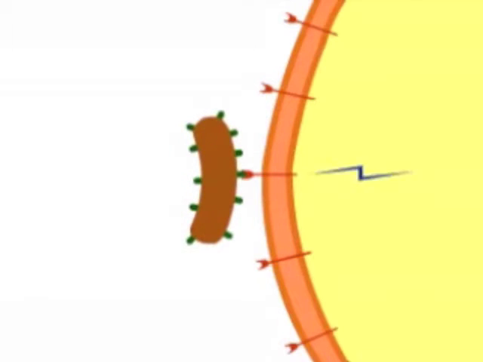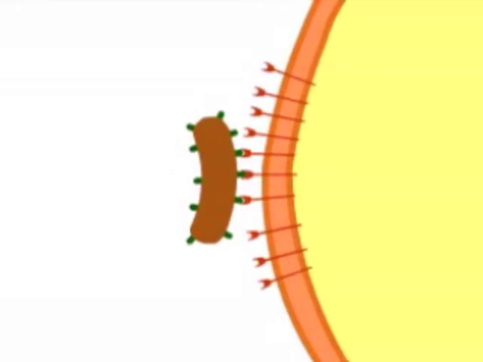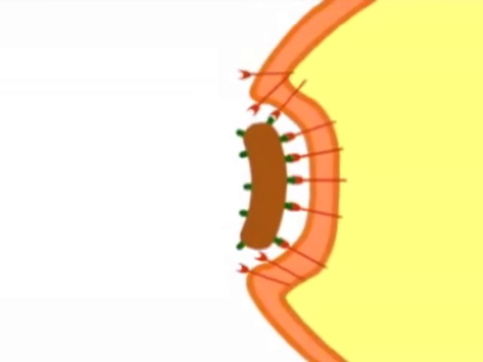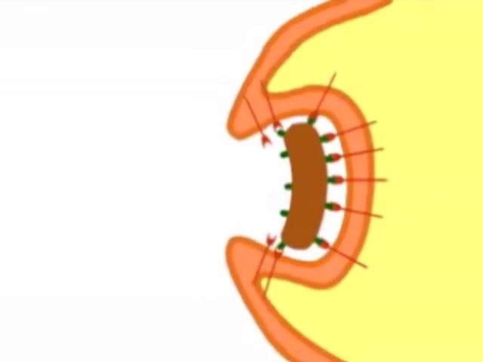That is when the cell will actively engulf its food using energy, surrounding and swallowing it. This is just one form of active transportation. The thing to remember is they all require energy.